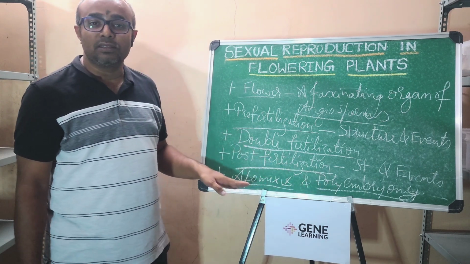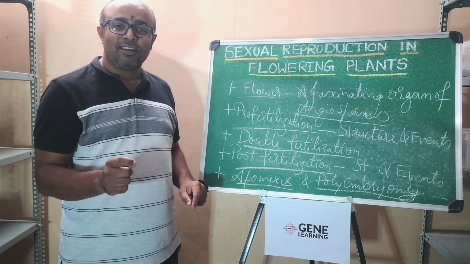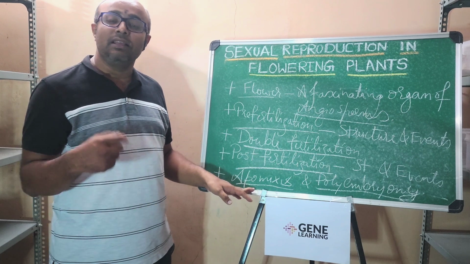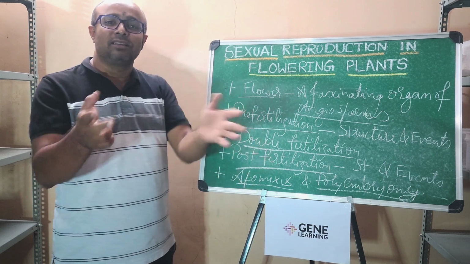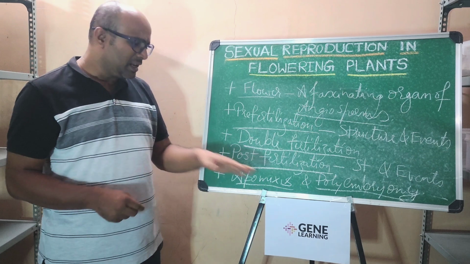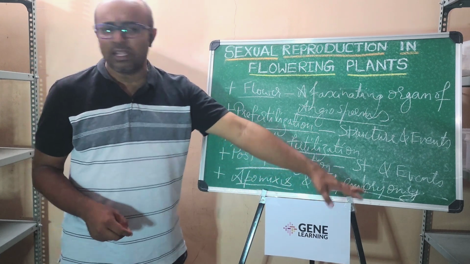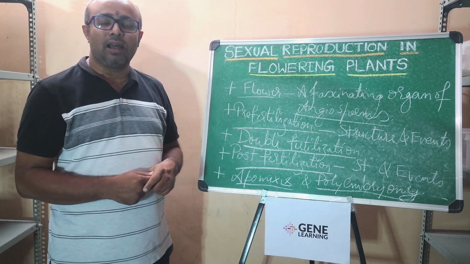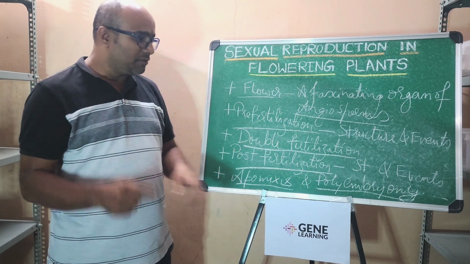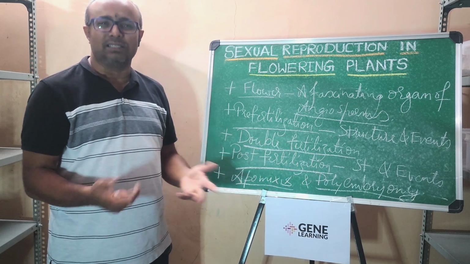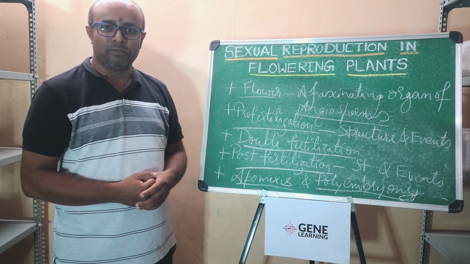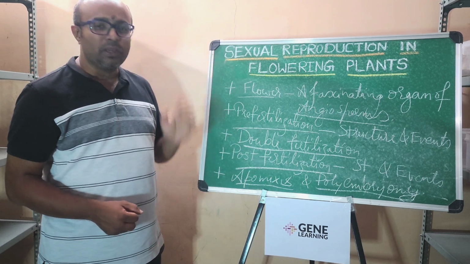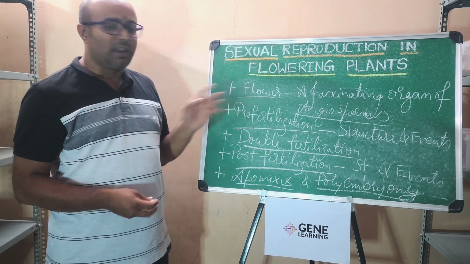Now, what do you mean by apomixis? Apomixis is very funny. Why? Because this is a type of asexual reproduction which mimics sexual reproduction. We'll get into the details, don't worry. And polyembryony, as the name itself suggests, means many embryos at a time, or in a single event, many embryos are formed, or many seeds are formed, to be very simple. So with this, we shall start with the topic of sexual reproduction in flowering plants.